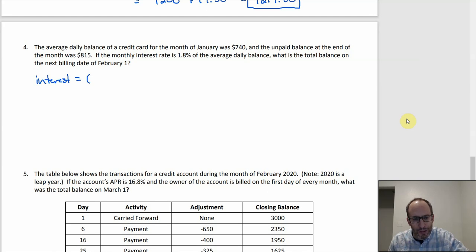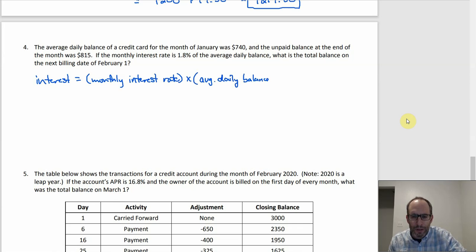So just like before, it's going to be the monthly interest rate times the average daily balance. Okay, so 1.8%, that's 0.018. And then the average daily balance is 740, because it says so right at the beginning of that first sentence. And what you get is $13.32.